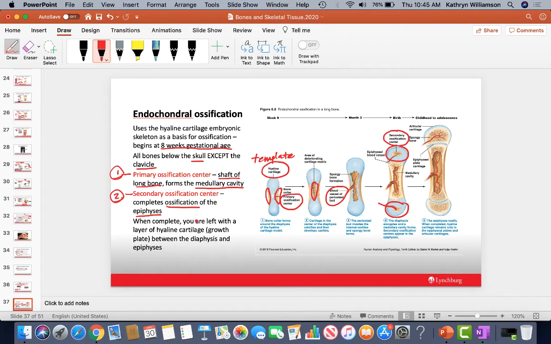And what you have left, and this is after birth, is a layer of hyaline cartilage or growth plate between the diaphysis and the epiphyses. So you can see that here and here. So that's going to be your epiphyseal plate.